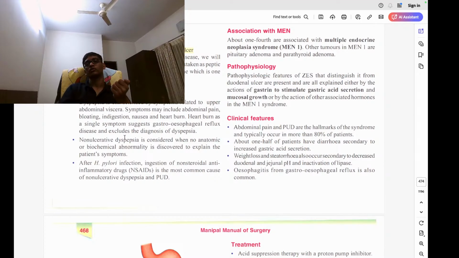Before that, we'll be talking about Zollinger-Ellison syndrome, which is one of the rare causes of peptic ulceration. Non-ulcerative dyspepsia is commonly mistaken as peptic ulcer disease and Zollinger-Ellison syndrome. Non-ulcerative dyspepsia is characterized by symptoms related to upper abdominal viscera. Symptoms may include abdominal pain, bloating, indigestion, nausea, heartburn. Heartburn as a single symptom suggests gastroesophageal reflux disease and excludes the diagnosis of dyspepsia.